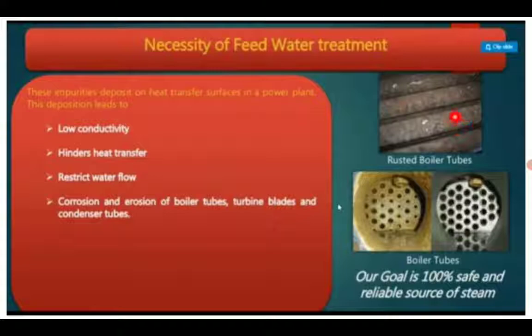So these rusted boiler tubes mainly occur due to the large amount of scaling at the surface of the tube. These impurities deposit on heat transfer surfaces in a power plant. This deposit leads to low conductivity, hinders heat transfer, restricts water flow, and causes corrosion and erosion of boiler tubes, turbine blades, and condenser tubes. So these impurities will cause this many problems.